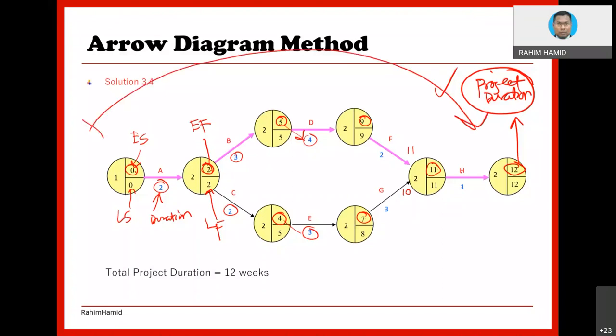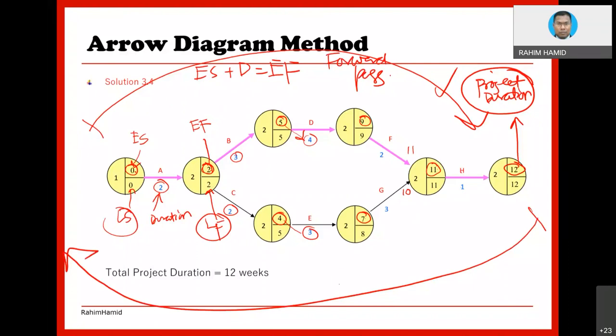What I did basically, early start plus duration equivalent to early finish. That is the formula. This is what we call the forward pass calculation in a network diagram. And then to get the late start and late finish, we are going to do the backward pass, in order to get the value of what we call late start. Late start equivalent to late finish minus duration. Instead of adding the value to the duration, now you have to subtract.